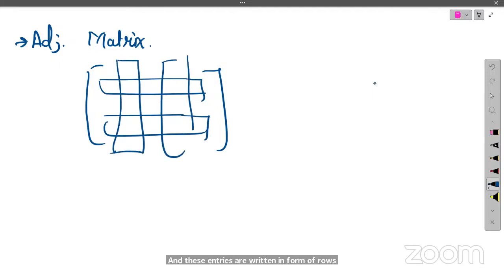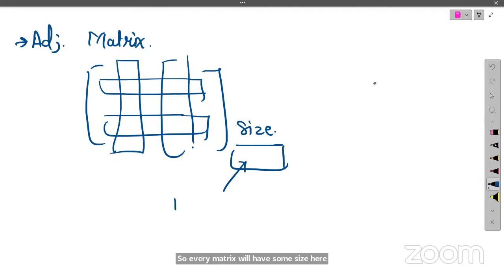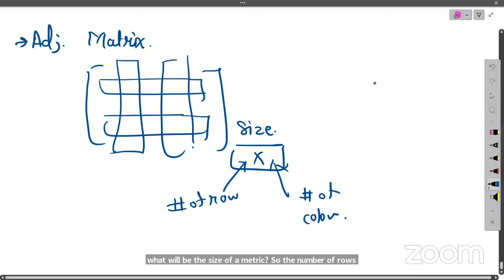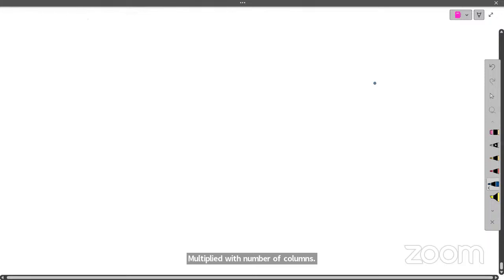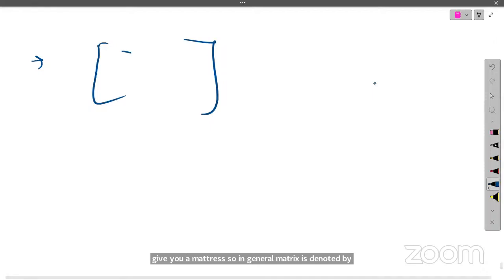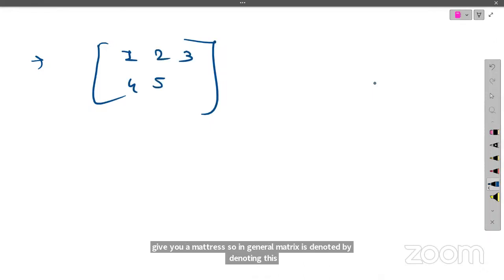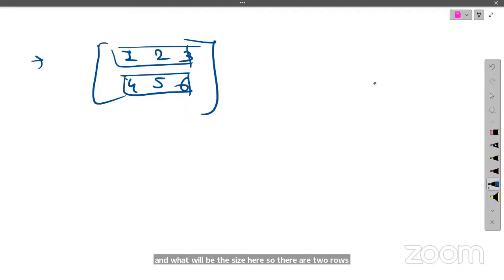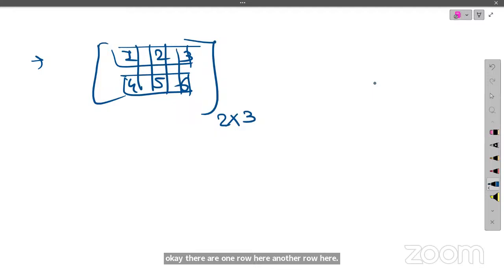Right? So every matrix will have some size. What will be the size of a matrix? The number of rows multiplied with the number of columns. This will be the size of a matrix. For example, in general, a matrix is denoted within these brackets. Suppose I take such a matrix. What will be the size here? There are two rows, correct? One row here, another row here. So there are two rows and three columns. So this is a matrix of size 2 by 3.